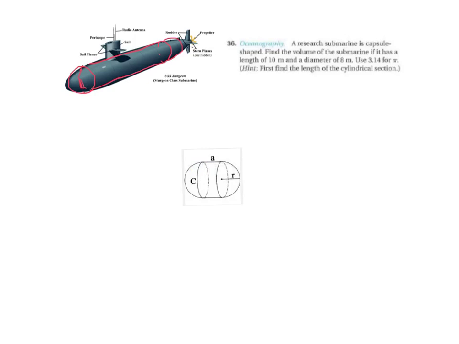So in our problem, we've been given a total length of 10 meters and a diameter of 8 meters. Now that's the diameter of both the half spherical ends and the cylinder, since of course they share a common diameter. If the diameter is 8, then the radius must be 4.